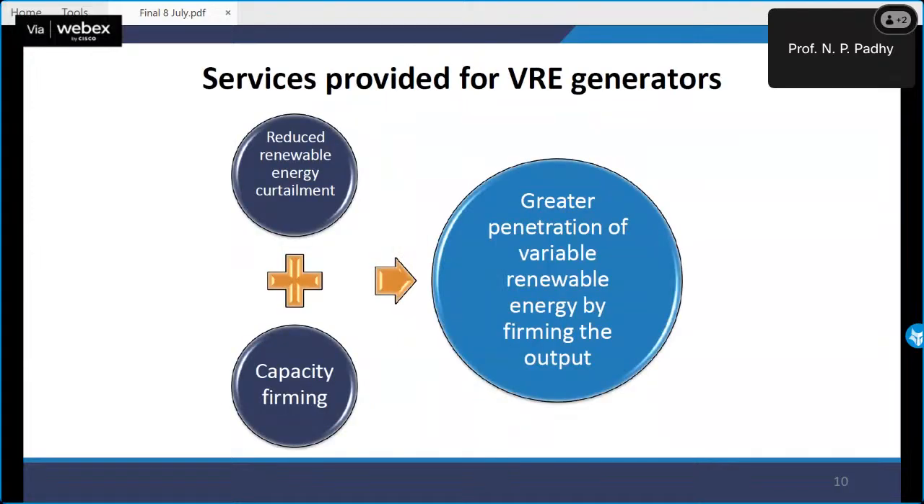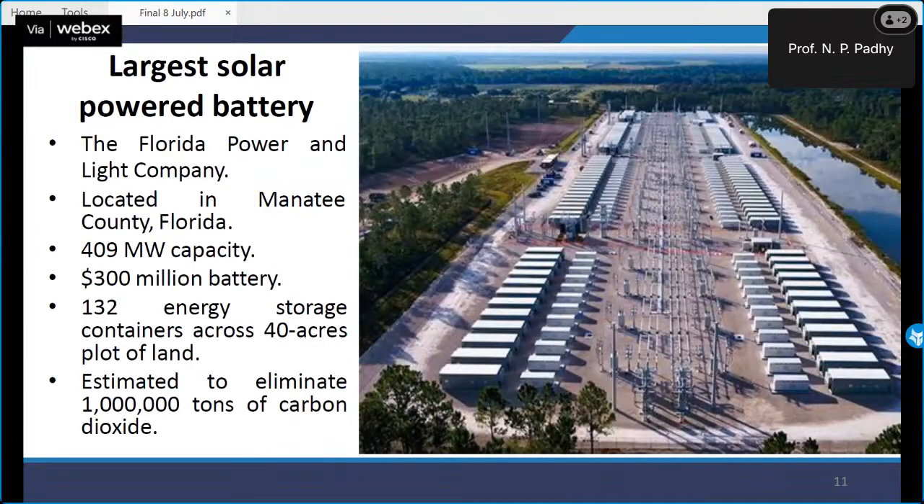Now, moving to services provided for VRE generators. Reducing renewable energy curtailment and capacity firming together will give greater penetration of variable renewable energy by firming the output. Let us see some wonderful case studies.